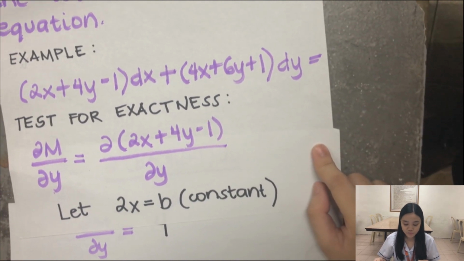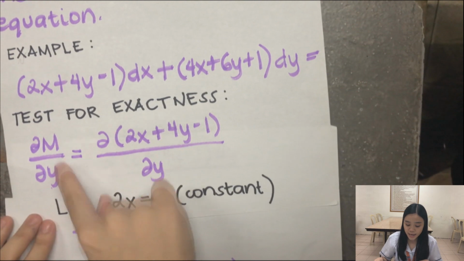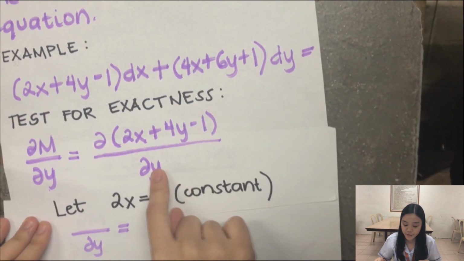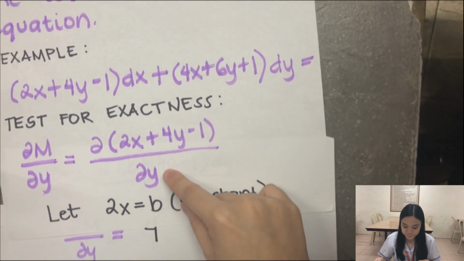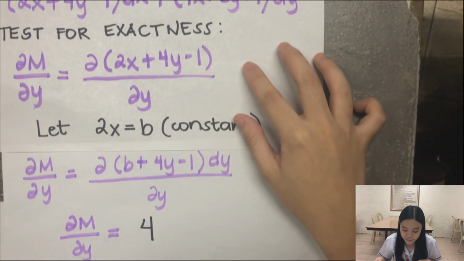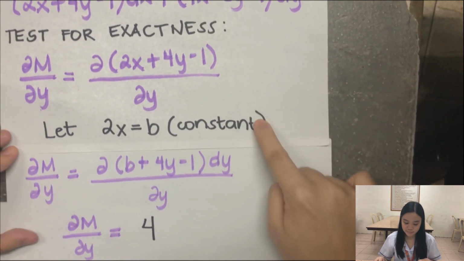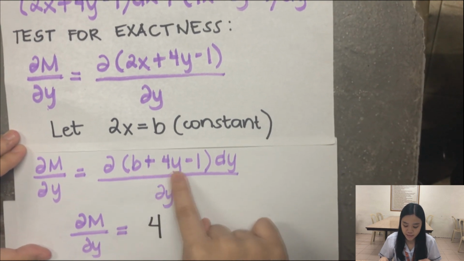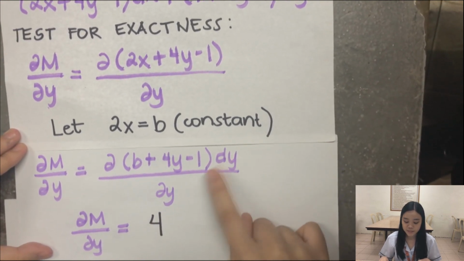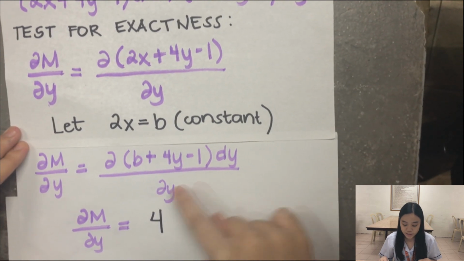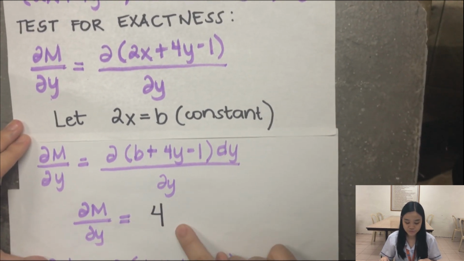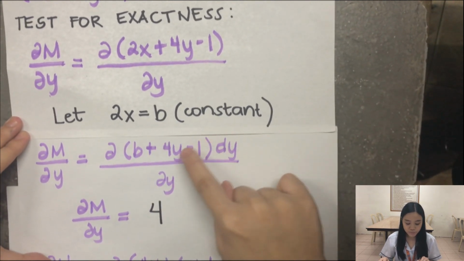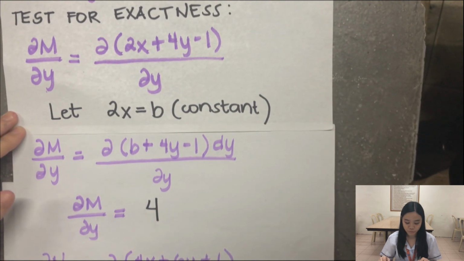We check this equation for exactness. So the partial of M with respect to y is equivalent to the partial of 2x plus 4y minus 1 with respect to y. Let 2x equal b, which is a constant. The partial of b plus 4y minus 1 with respect to y is 4. We know that the derivative of a constant is 0. Therefore, we are only left with the derivative of 4y, which is 4.